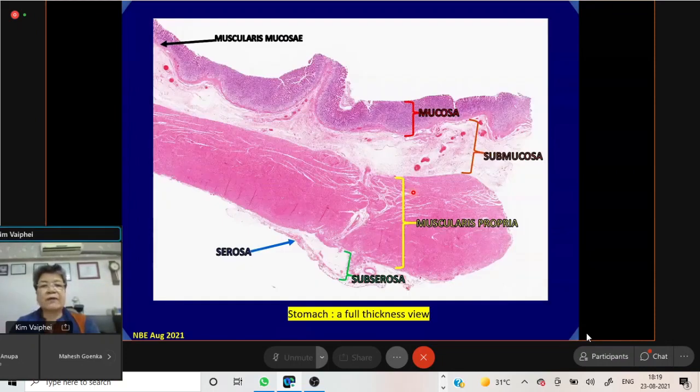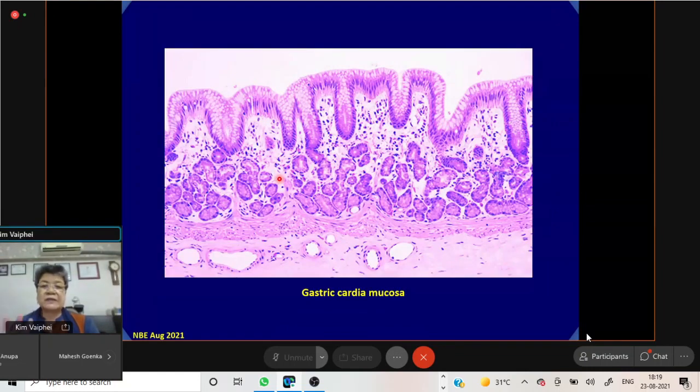Now coming to the next organ, that is the stomach. And stomach is a big organ, and as we already have seen, it has the mucosa, muscularis mucosa, then submucosa, and the muscularis propria. So the stomach is a complex organ, not only because of its size. We know that histologically it can be divided into three parts. One is the cardia, the second is the fundus and the body, and the third part is the pyloric antrum in endoscopic biopsy.